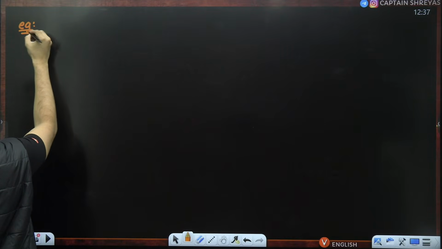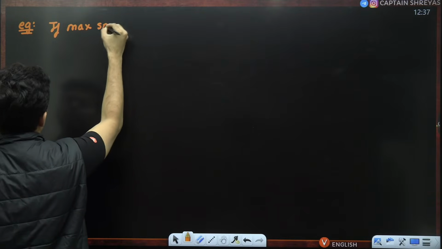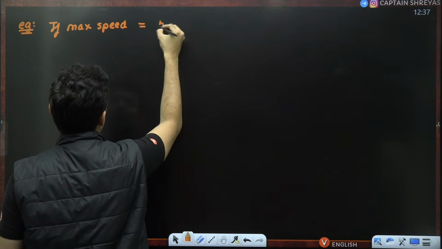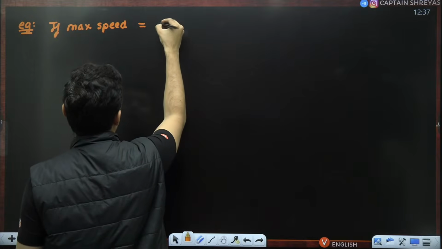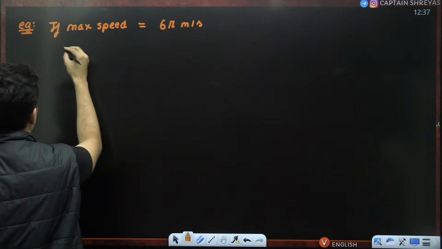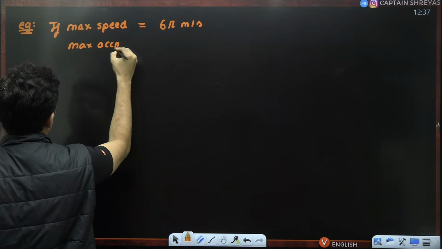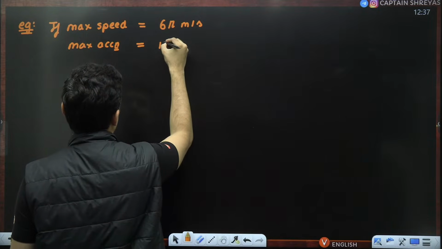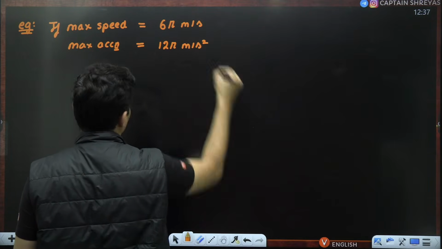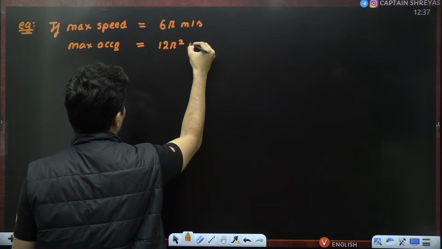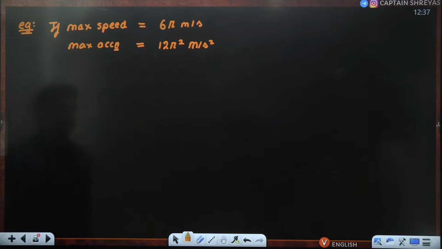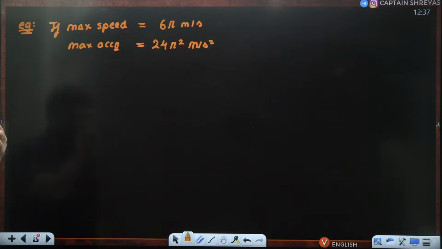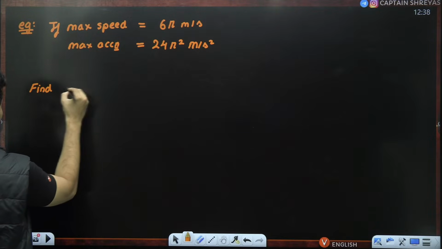Here is the next question. If maximum speed is, let's say, 6 pi meters per second, maximum acceleration is given to be, let's say, 24 pi square meters per second square. And the question asked is, find omega.